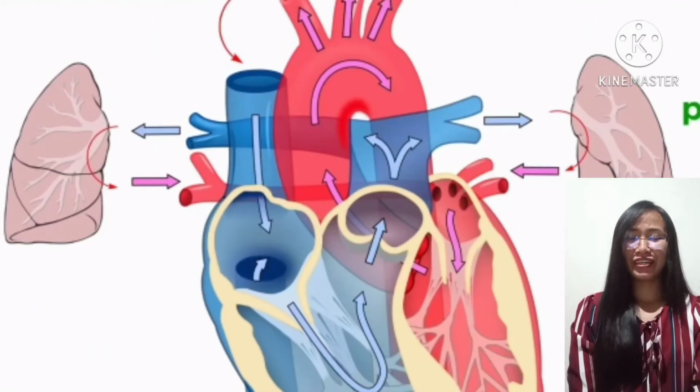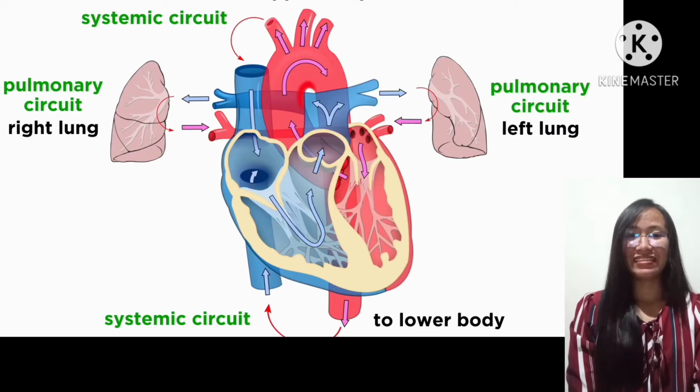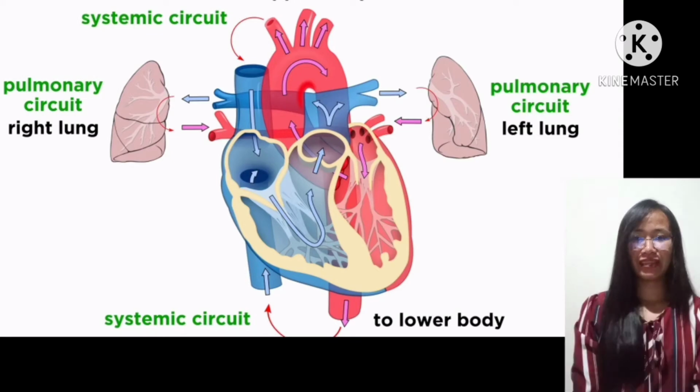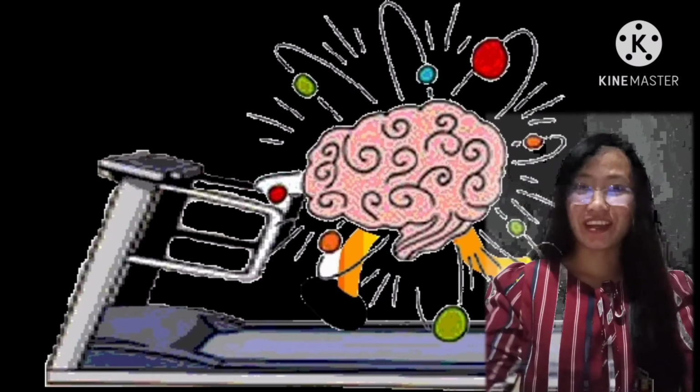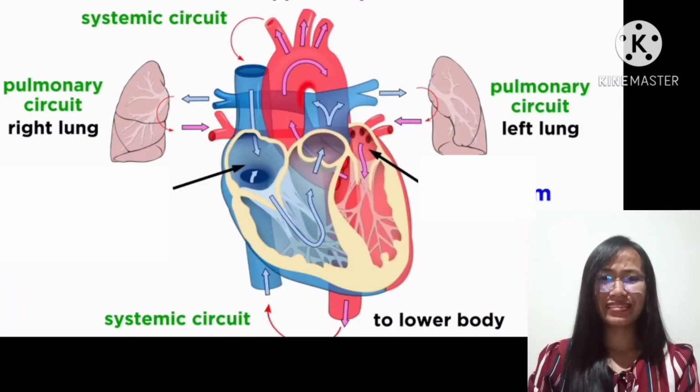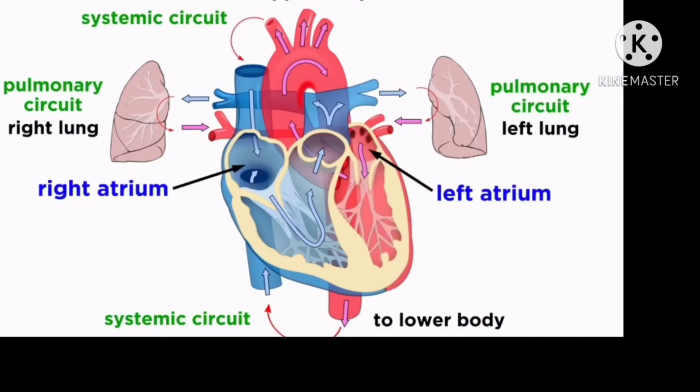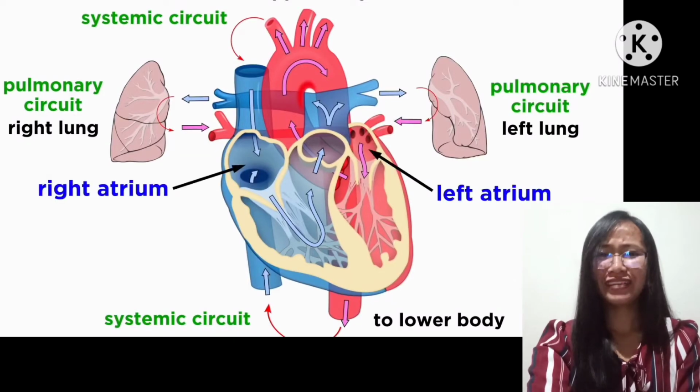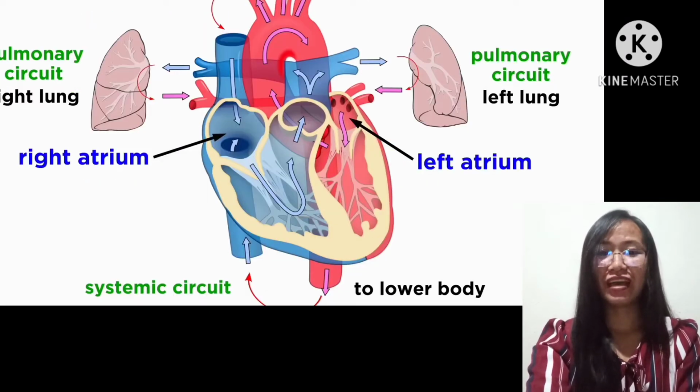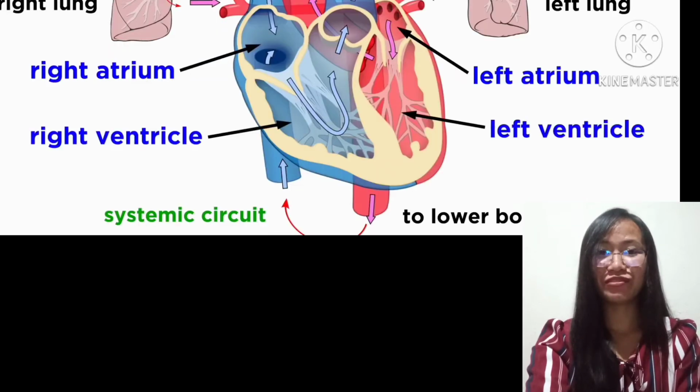What are the two circuits? Yes, the pulmonary circuit and the systemic circuit, with the two receiving chambers of the heart where this cycle finishes. Let's stretch your brain. And what are these two receiving chambers? The right and left atrium. The right atrium and left atrium, along with the two main pumping chambers, the right ventricle and left ventricle.